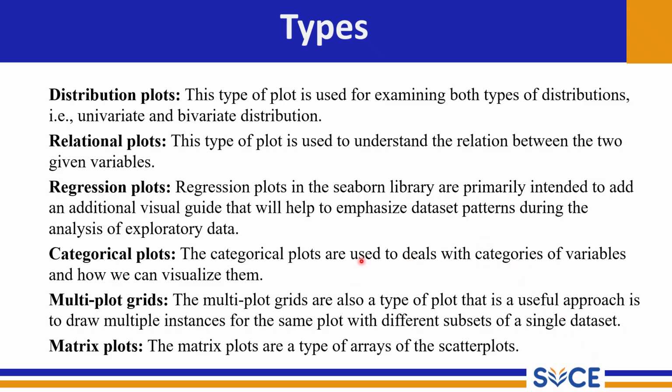And next, matrix plots. These are also a type of array of scatter plots. So these are the common categorizations of how Seaborn is divided.